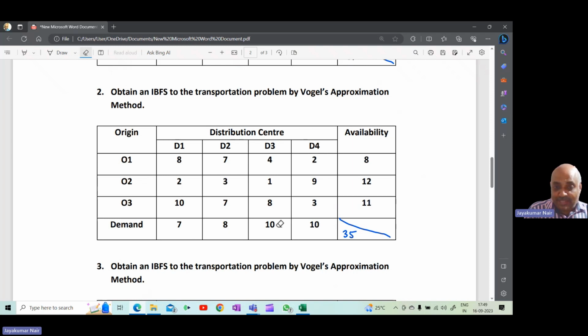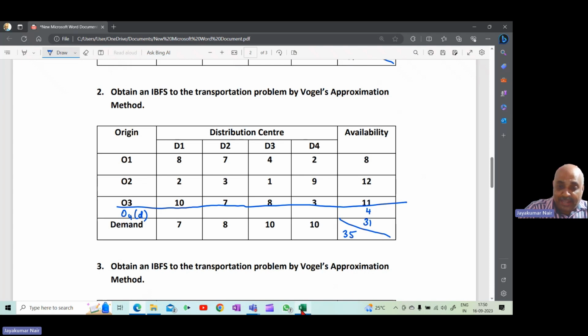Total is 7 plus 8 plus 10 plus 10 is 35. And this one total is 31. 8 plus 12 plus 11 is 31. That means availability is short, less availability and more demand. So you have to write here 4, only then 30 will become 35 by 35. So to make the data balanced, you have to have a dummy origin, okay? And the availability of that particular origin should be 4.